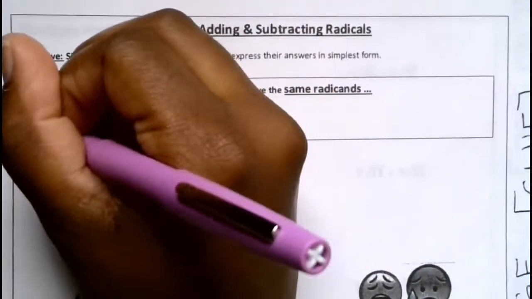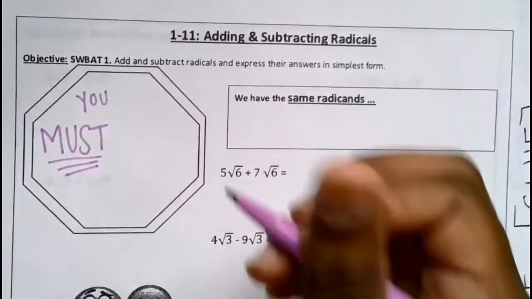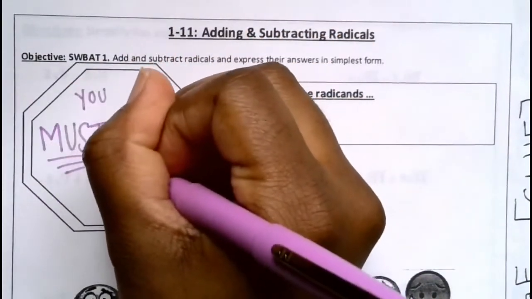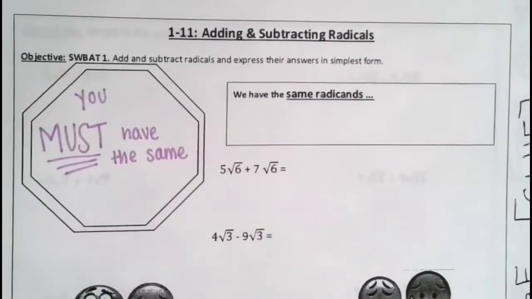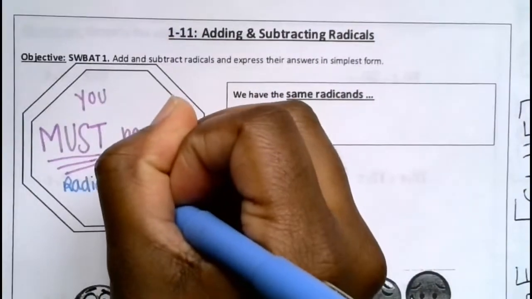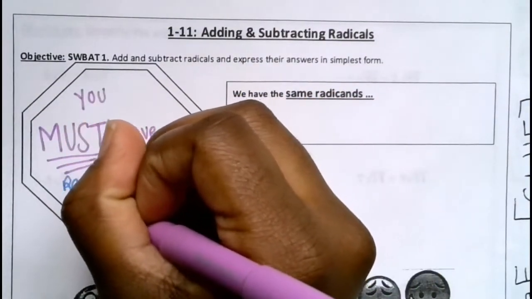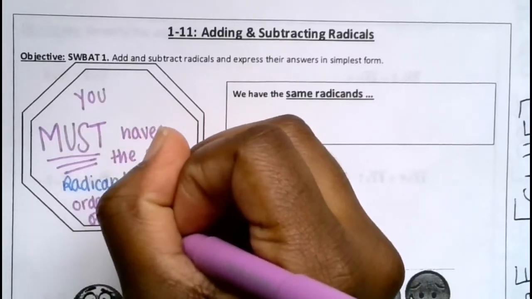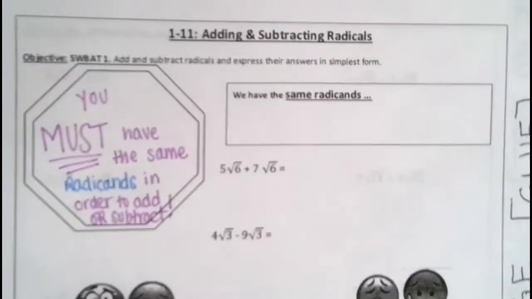So the first thing to take note of is that you must have the same radicands in order for you to add or subtract radicals. That is super duper important. So in your stop sign, please go ahead and record this note. Again, ensure that your notes look exactly like mine. You must have the same radicands in order for you to be able to add or subtract.